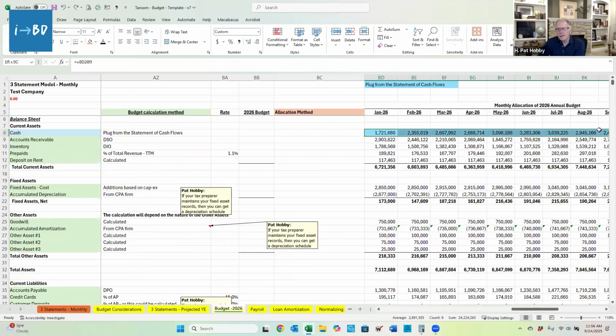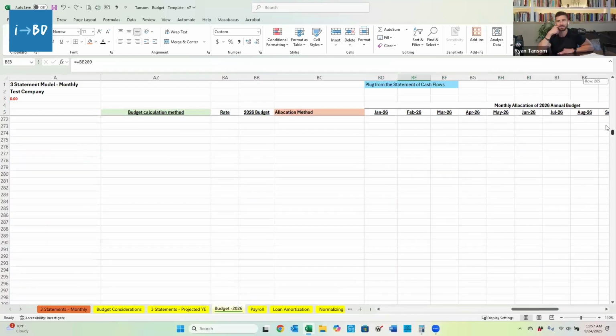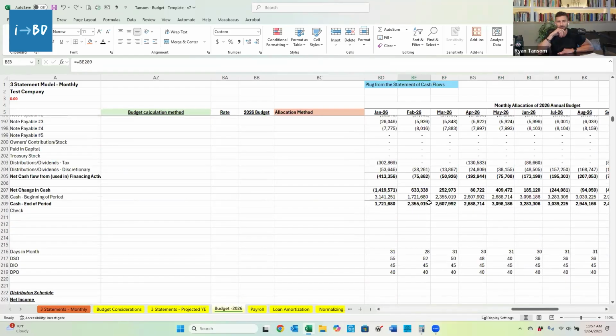Cash is always the plug. Explain what you mean by that. It's the statement of cash flows. Once you develop all the other lines on the balance sheet from a budget point of view, it'll feed through the statement of cash flows automatically if you have your file set up right. And ending cash on that comes from here. You'll see that this cash comes from cell BE209. So ending cash in February 26 comes from right here. The ending cash, BE209, cash at the end of the period.